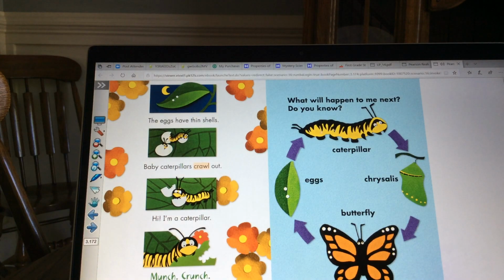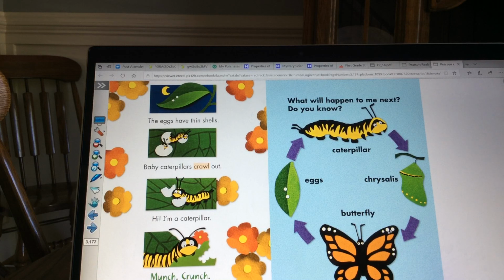I like that. Cool. Hi, I'm a caterpillar. Munch, crunch. Oh, there's those words in that funny font again. That makes me think that the author wanted me to know those are sound effects. Look at this page. What will happen to me next? Do you know? Caterpillar, chrysalis, butterfly, eggs.